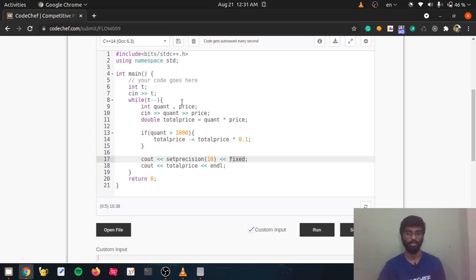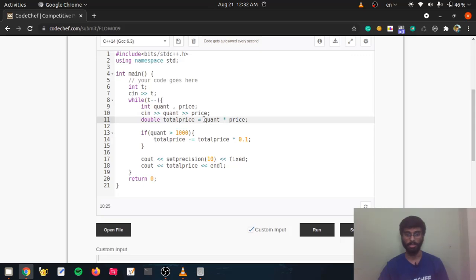So here is the code. First of all, taking t test cases as the input. For each test case, we will be given two inputs, quantity and price. To store the total price, I have declared a variable which is a double, because we have to subtract 10% and which is in double format.